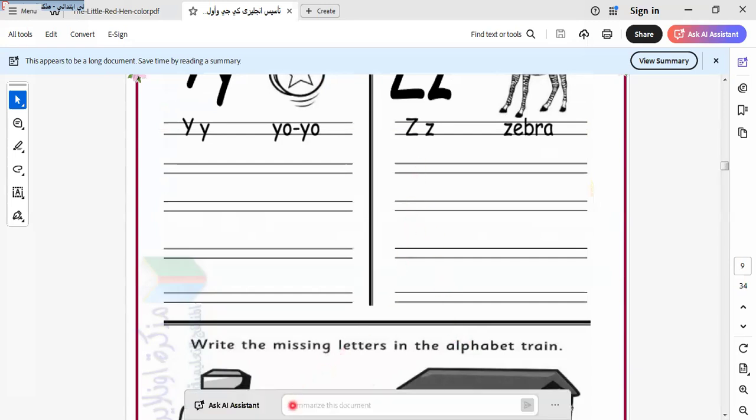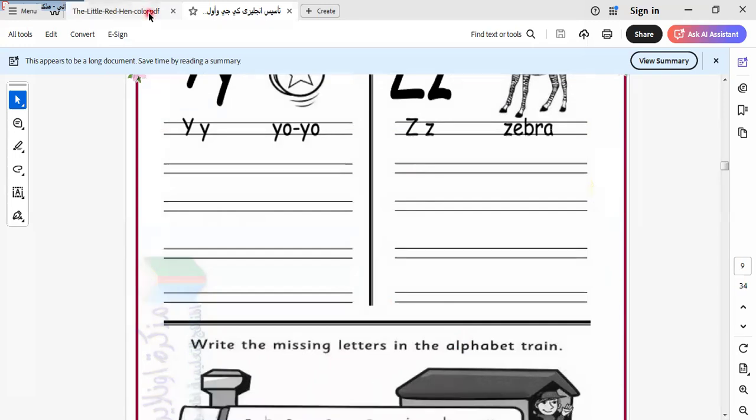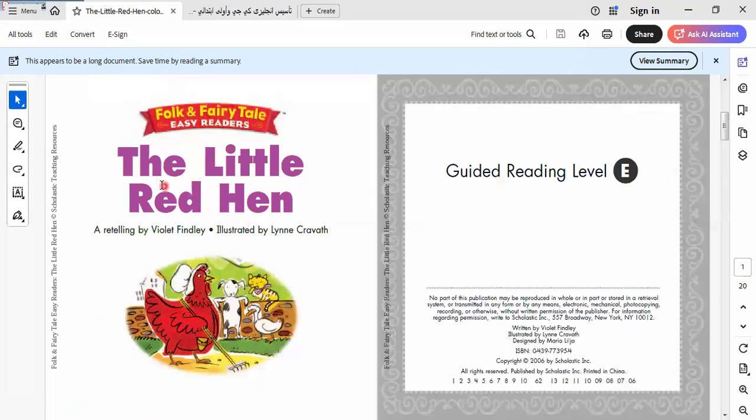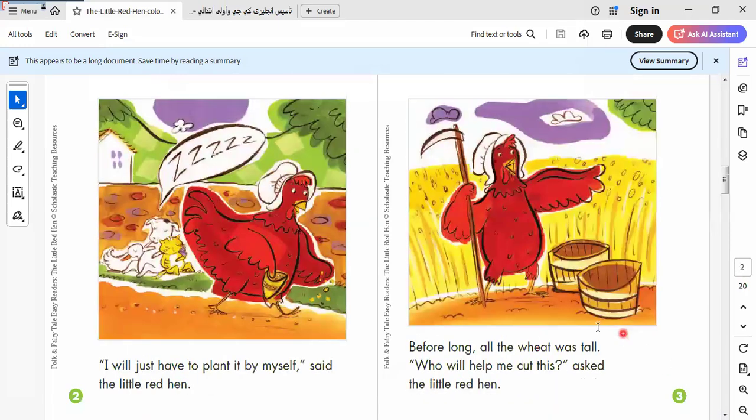Today we have a story. I would like you to enjoy the story with me. The story today is about the little red hen. Let's read the story and know more about it.